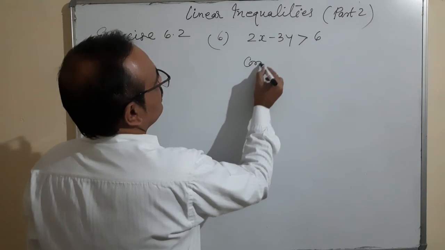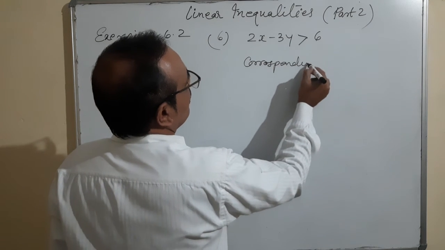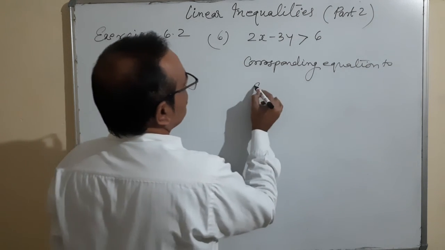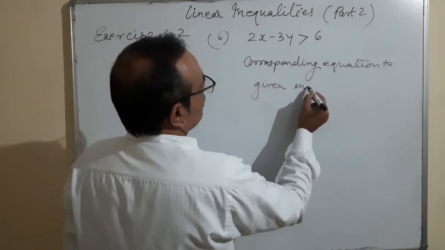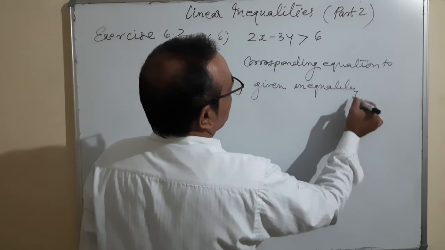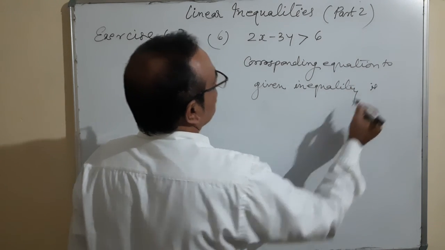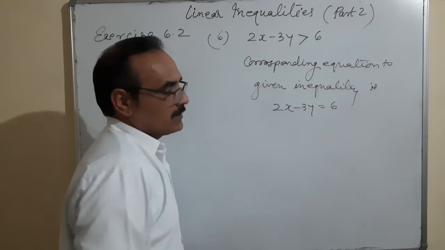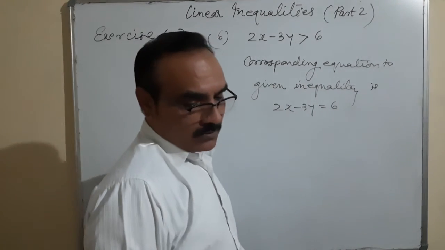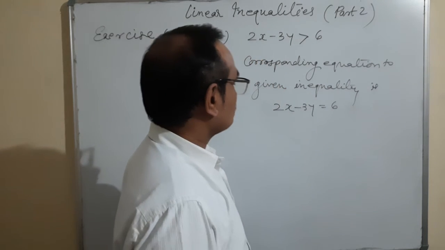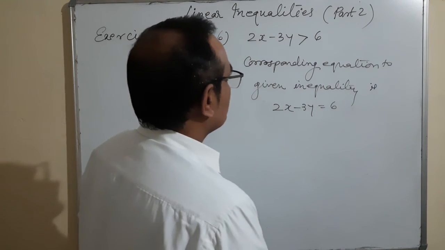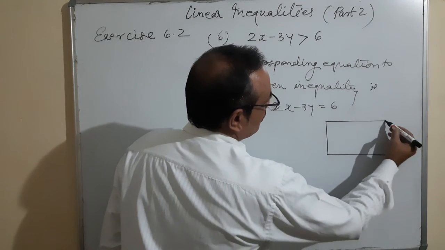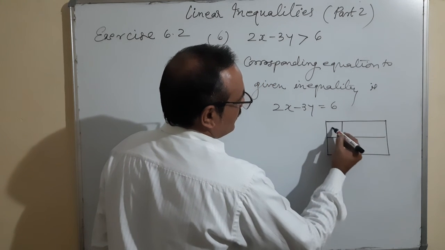Corresponding equation to given inequality is 2x minus 3y is equal to 6. Again, finding the two solutions, at least two. You can find out the 3 also. X, y.